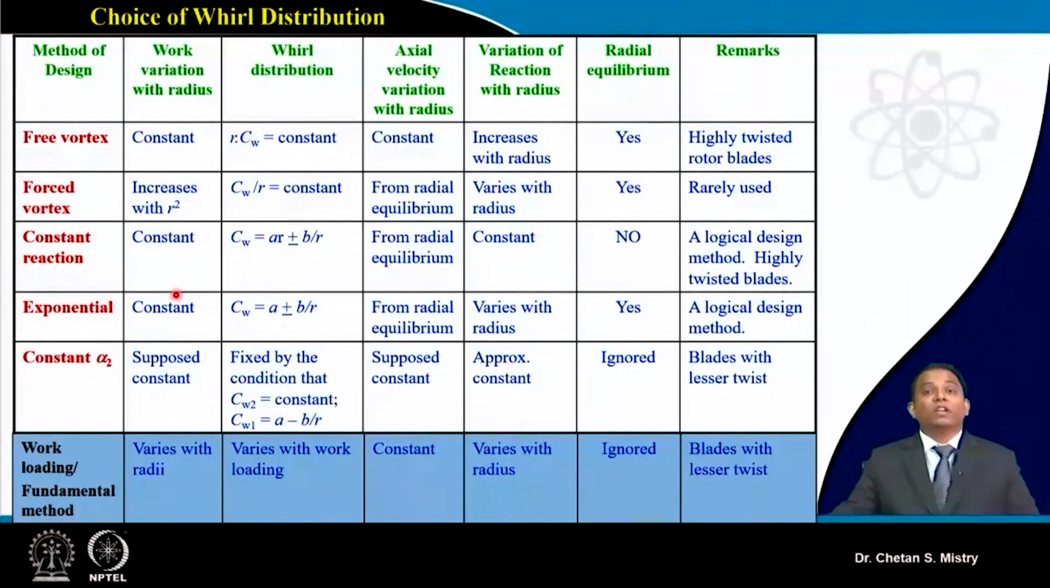It says my work done is supposed to be constant, so we can say my CW2 distribution, that is what is constant. We are assuming our whirl component at the exit of the rotor to be constant, and at the entry we can assume that to be, say, A minus B by R. We have the axial velocity supposed to be constant. We can say my degree of reaction is also approximately constant. Here we are ignoring our radial equilibrium. The beauty of this design is we will be having less twisted blades.